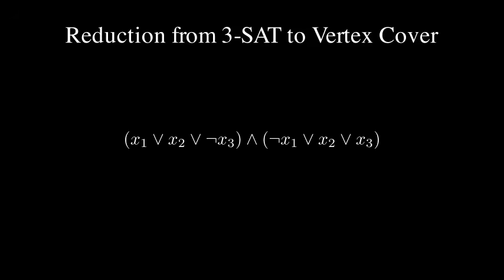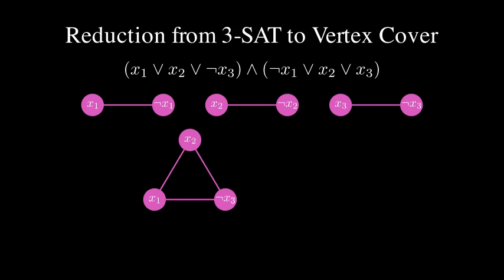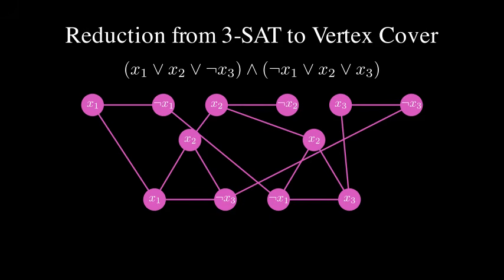For each variable, we construct a node for that variable and join it with another node representing its negation. Next, we create a triangle for each clause, where the nodes represent the literals in the clause. Then, we connect each literal in the clause to its corresponding node in the graphs we created for each variable.